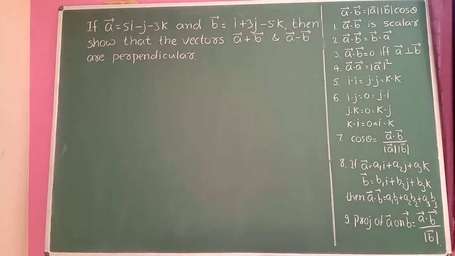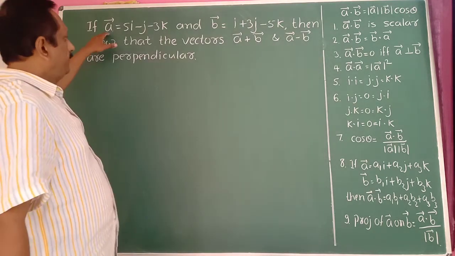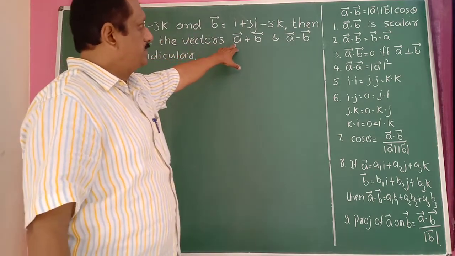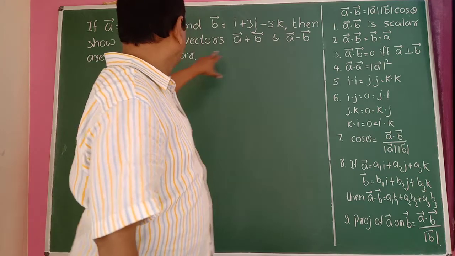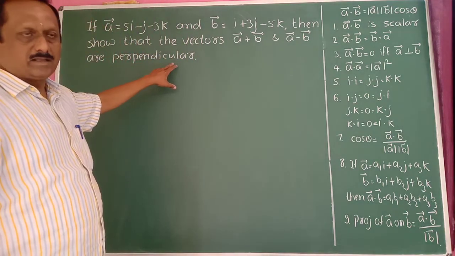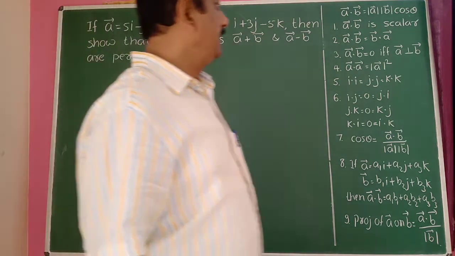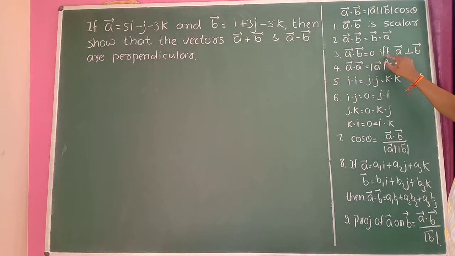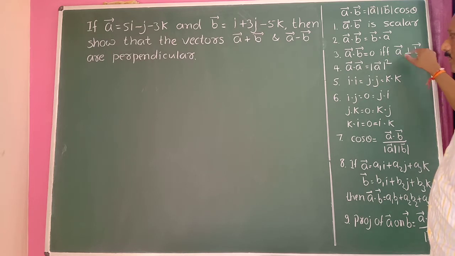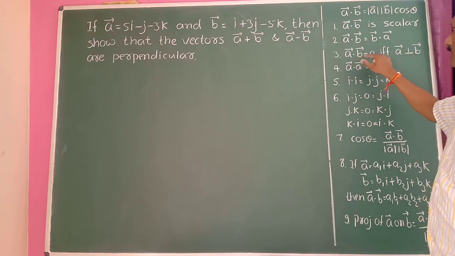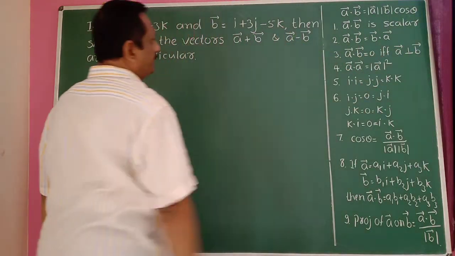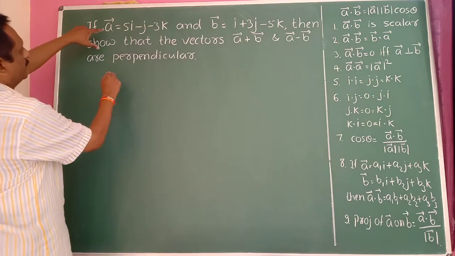Here two vectors are there, a bar and b bar. Show that the vectors a bar plus b bar and a bar minus b bar are perpendicular to each other. There is a property here: a bar dot b bar is 0 if and only if a bar is perpendicular to b bar. Two vectors are perpendicular if the dot product is 0. Therefore, we first find a bar plus b bar and a bar minus b bar. Okay, so take your solution.